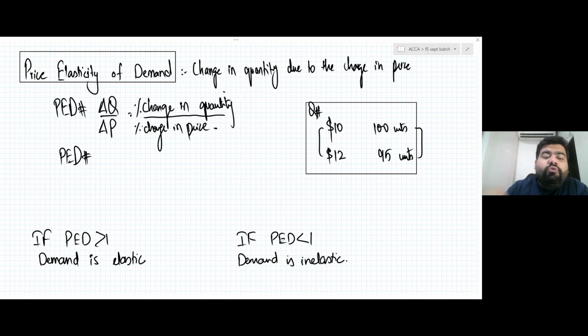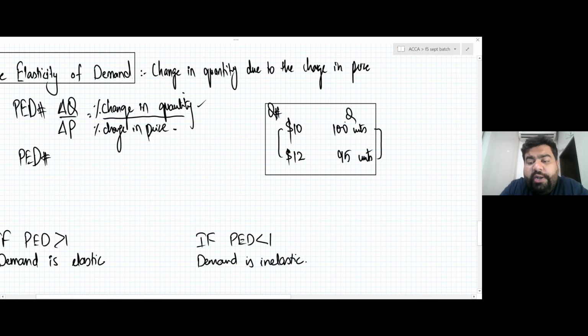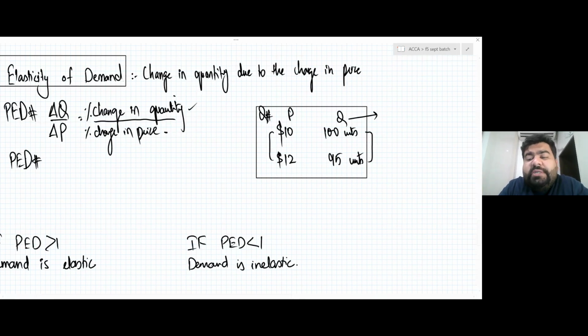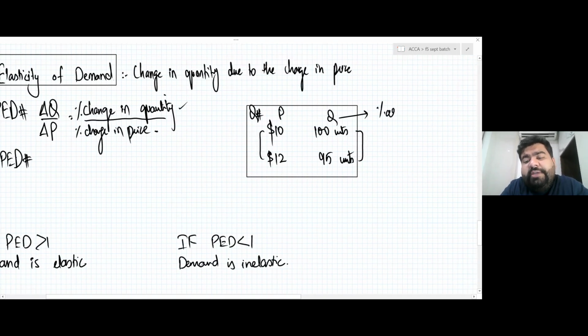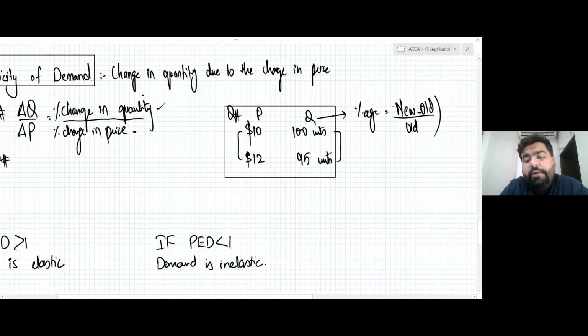Now we will calculate the percentage change in quantity here. If you see, this is the quantity and this is the price. Whenever you want to calculate the percentage change of any item, like its price or quantity, percentage change is always calculated as new value minus old value divided by old value into 100. New minus old divided by old into 100.